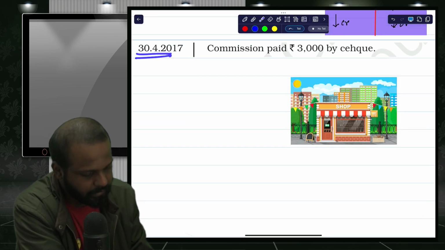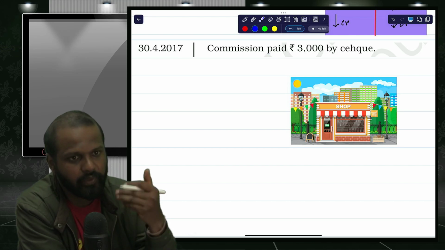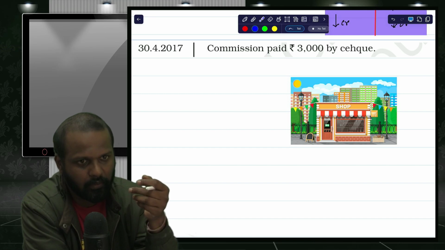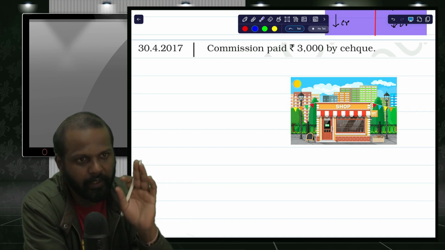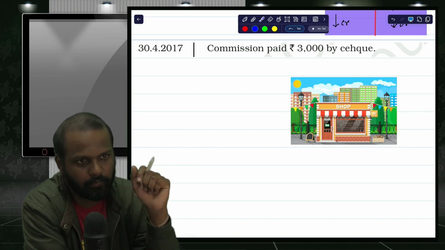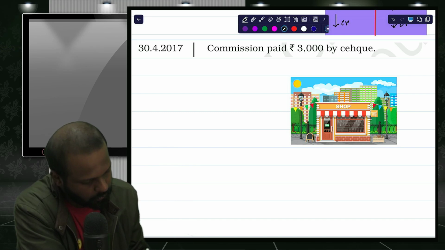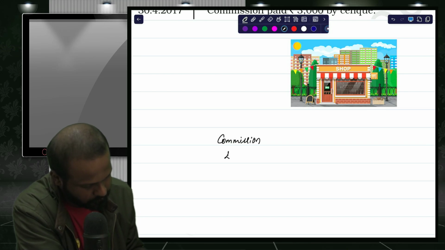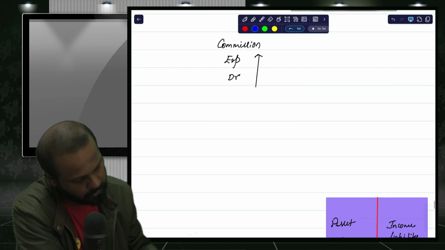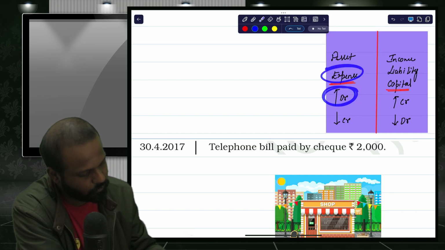Next, 30th April. Commission paid. Commission we have paid to our agent or to our employees. We have paid commission by check. Commission is an expense. Whenever you pay any type of expenses, first you create the expense account. Whenever you receive any kind of income, first you create the income account. So commission paid. Commission is an expense. So first we create an expense. To create or increase the expense, we do debit.